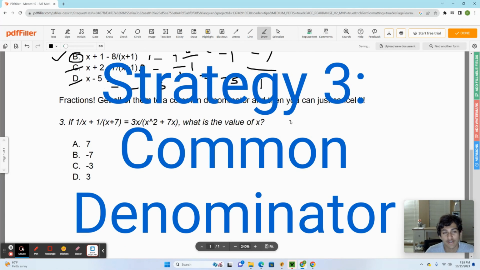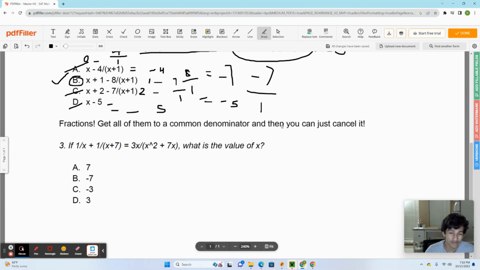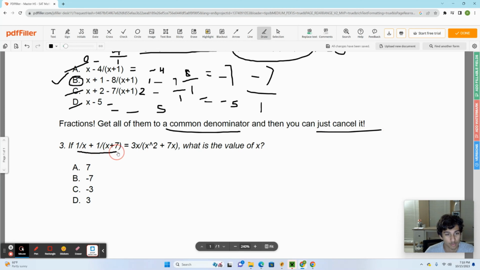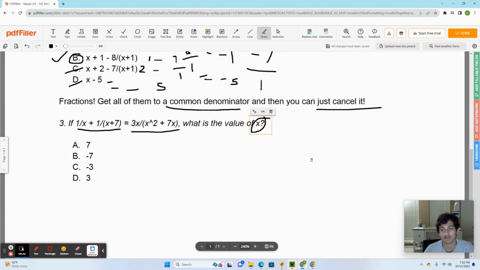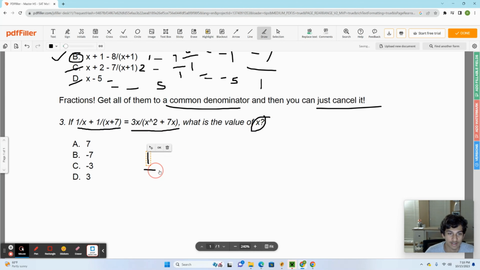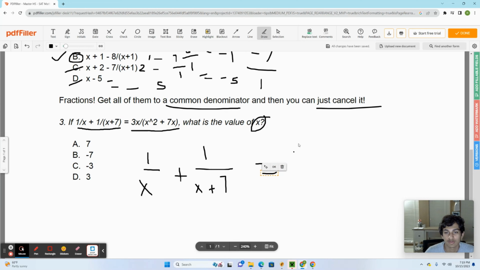And we will conclude this video with fractions. Now, sometimes this can get a bit confusing, but I like to just find a common denominator and then cancel it from the problem so I don't have to deal with it. So over here, if 1 over x plus 1 over x plus 7 equals 3x divided by x squared plus 7x, what is the value of x? So make sure that we circle what the question is asking. Let's go ahead and write this equation out. 1 over x plus 1 over x plus 7 equals 3x over x squared plus 7x.